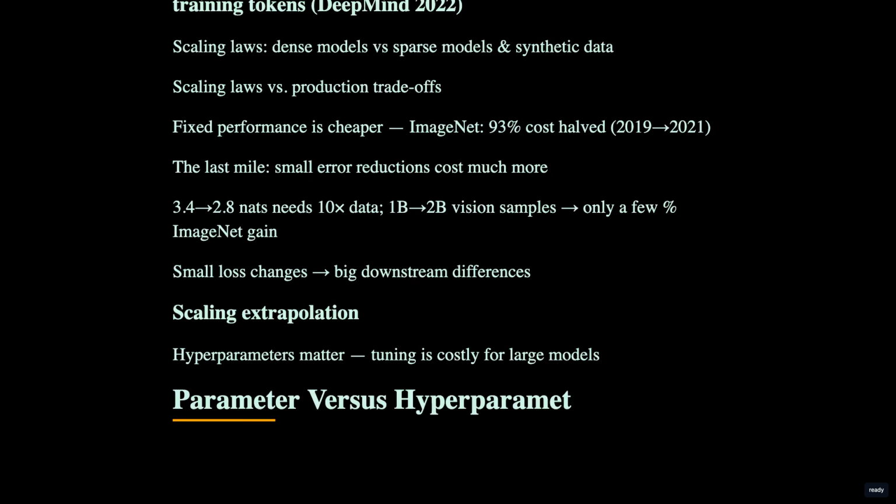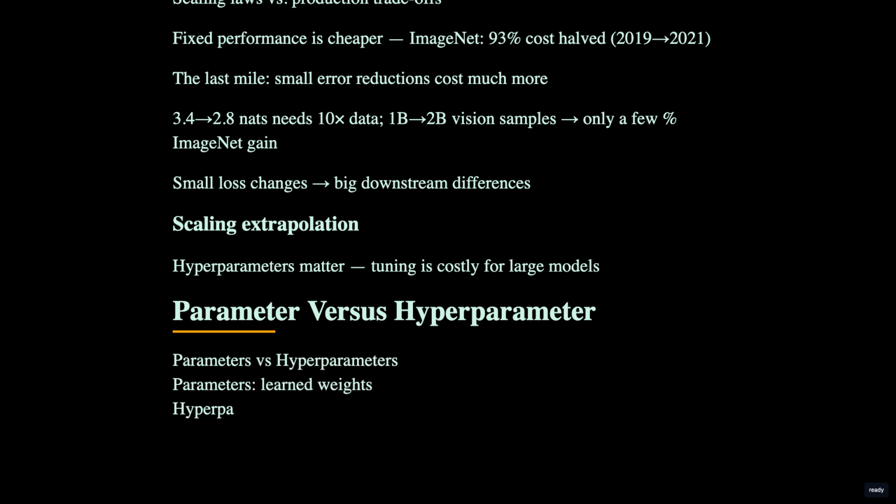We'll define the difference between parameters, the values a model learns from data, and hyperparameters, the settings you choose before training. This distinction guides how we train, tune, and interpret models. Parameters are the model's internal values, the weights that training adjusts to fit the data. Hyperparameters are set by the user before training.